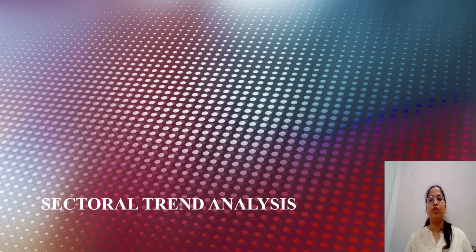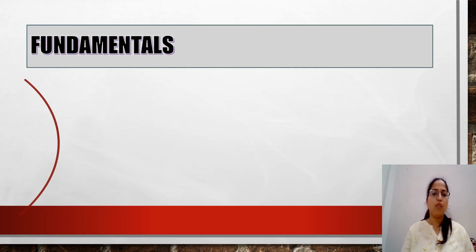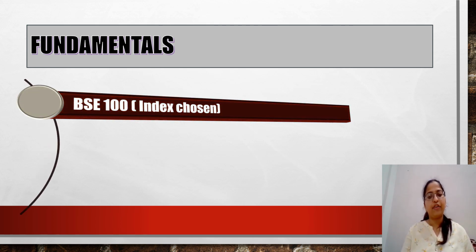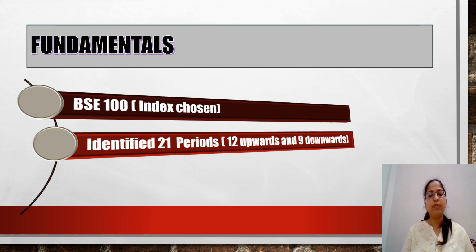So I'm going to take you through some of the fundamentals, the methodology that I have followed during this analysis. I have chosen BSE 100 as an index to do the various comparisons with sectors and with different companies in these sectors. I have identified 21 periods. These periods are identified on the basis of the movements in their returns. So what I have done is take BSE 100 returns, and any movement of more than 10% is recorded.